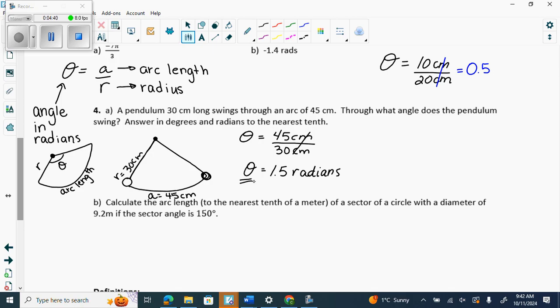Now we need to also get it into degrees as well. So if I want to convert to degrees, what would I do? Times 180 degrees, divide by pi, so I get the degree symbol at the top, right? So type that into your calculator. And you get 85.9.